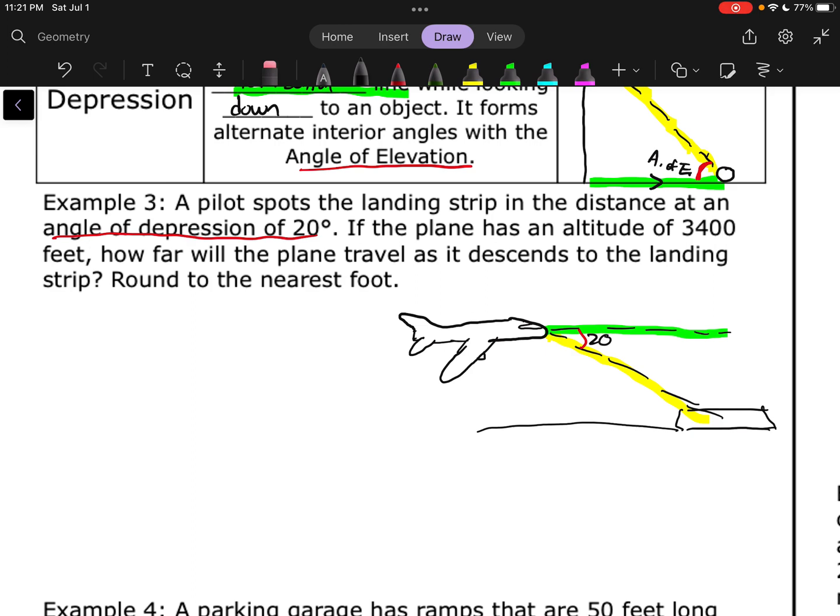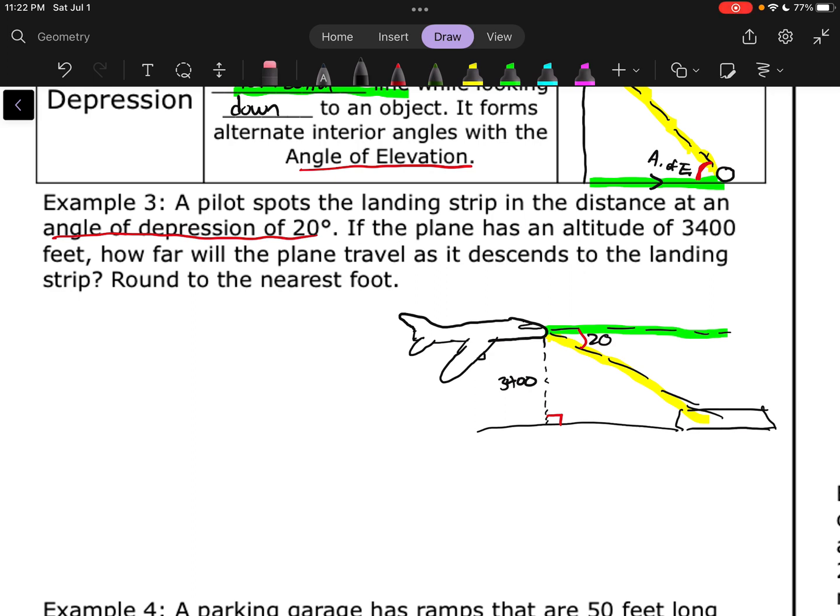If the plane has an altitude of 3,400 feet, how far will the plane travel as it descends to the landing strip? Okay, so the altitude of the plane is 3,400. So that means directly off the ground, remember, the altitude should go straight down and form a right angle. That is 3,400.